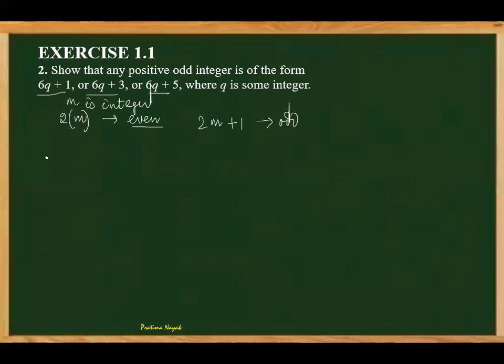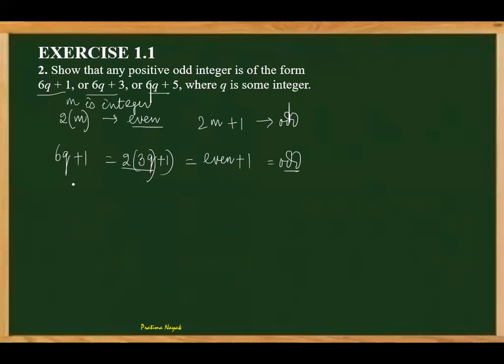So now the numbers are 6q plus 1, 6q plus 3, 6q plus 5. If we write 6q plus 1, 6q is equal to 2 into 3q, plus 1. So 2 into 3q is even, then plus 1 is an even number plus 1, it is an odd number.